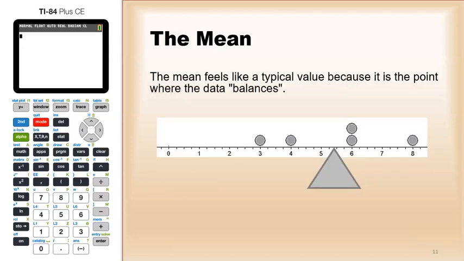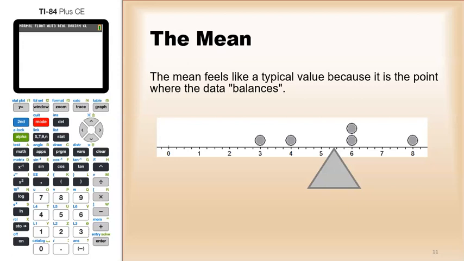Now, the reason why the mean feels like a typical value is because it is the point where the data balances. And what I mean by that is you find where the mean is and you put your finger right where the mean is, that's going to balance the graph. If this was a real life, three-dimensional graph, this is where you could put your finger and your graph would balance on it.